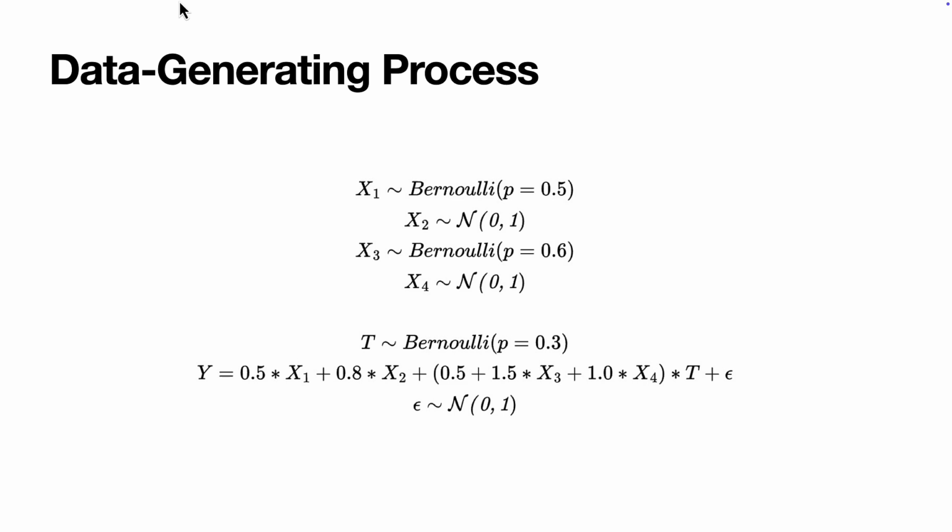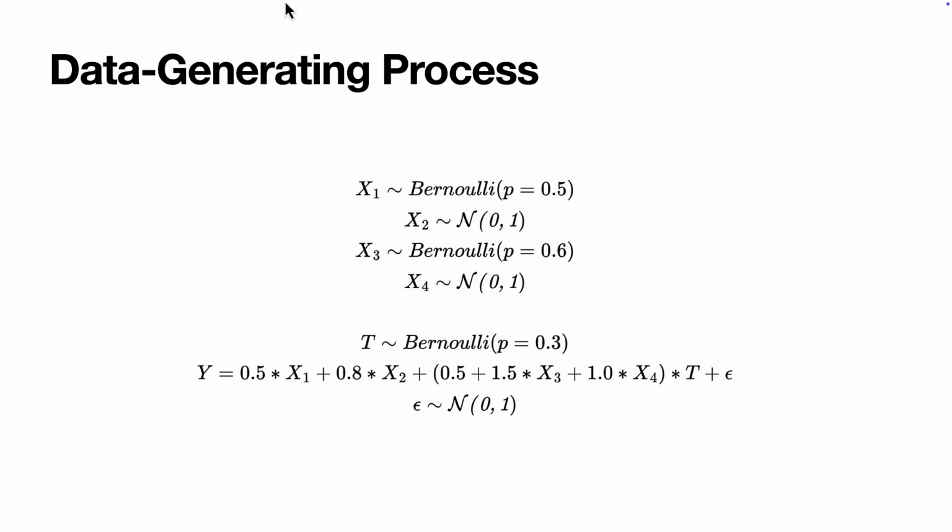x1 is a Bernoulli random variable with probability of success equal to 0.5. x2 is a normally distributed random variable with mean 0 and standard deviation 1. x3 is Bernoulli, but with a probability of success of 0.6. x4, again, is a standard normal random variable.